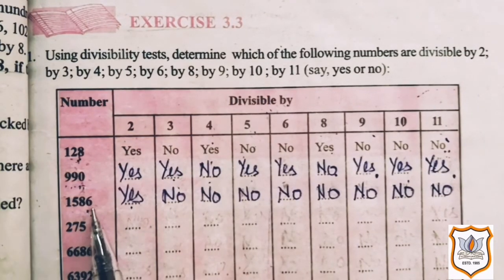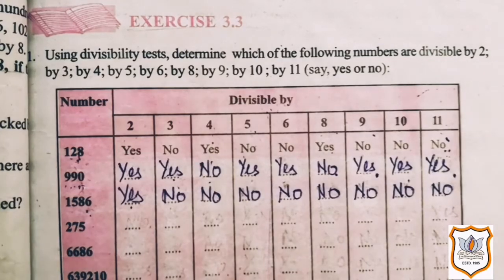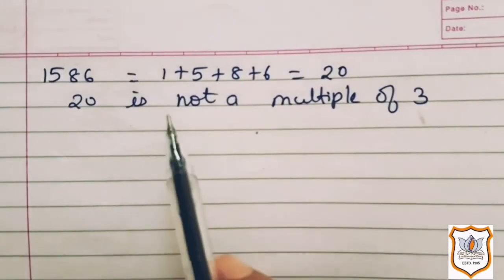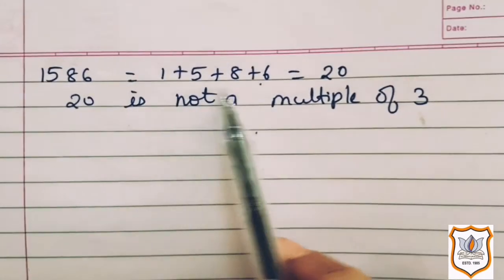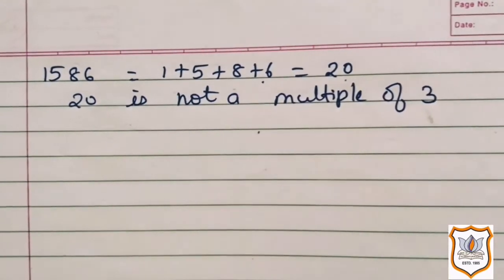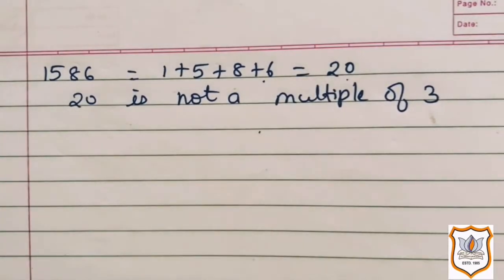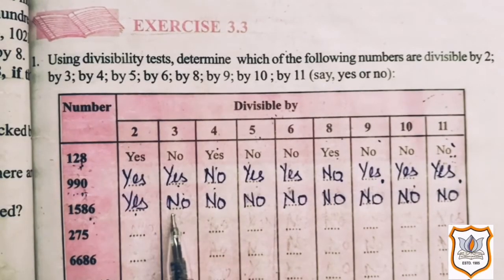Divisible by 3. First we have to add all the digits of the number. Then if the answer is a multiple of 3, then the number is divisible by 3. So we will add all the digits, like 1 plus 5 plus 8 plus 6. By adding all the digits we get 20, and 20 is not a multiple of 3. So we can say that the number 1586 is not divisible by 3. So we will write no over here.